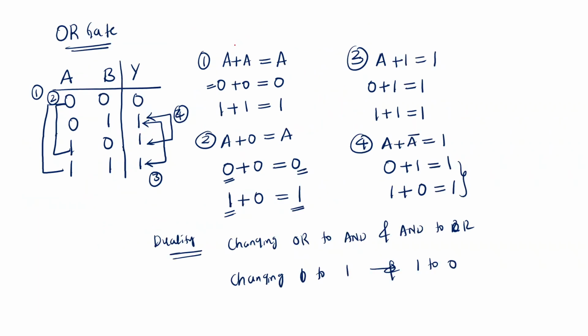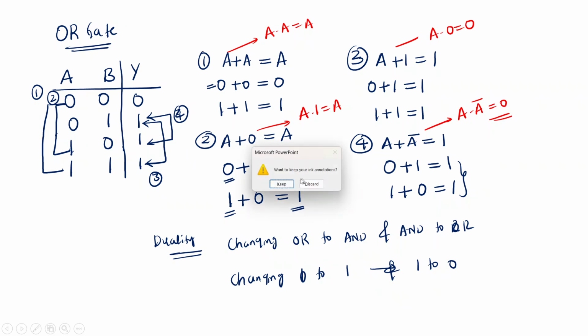So if you apply duality here also, A AND A equal to A, A AND 1 equal to A, and A AND 0 equal to 0. You change ones to zeros and zeros to ones. A AND A bar equal to 0. You will get the AND law. So this is about the AND law and OR law.